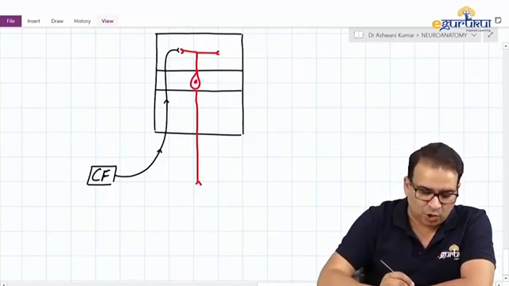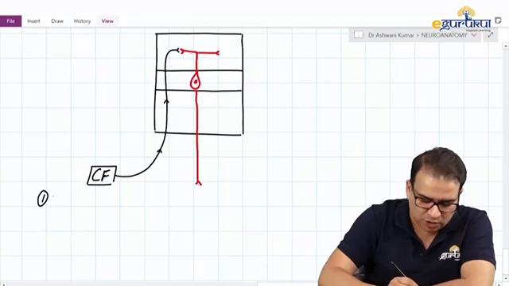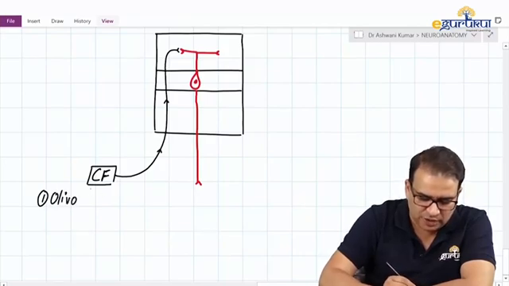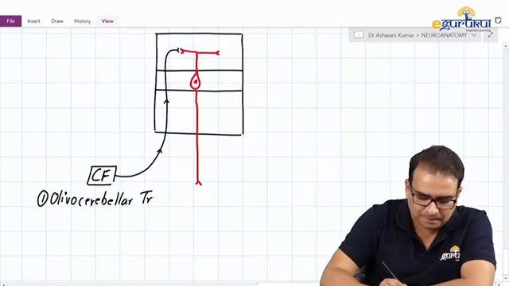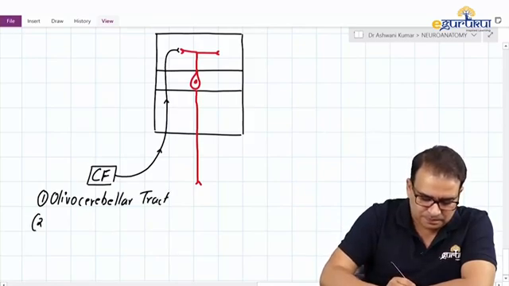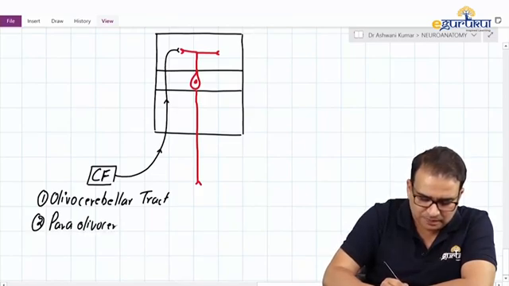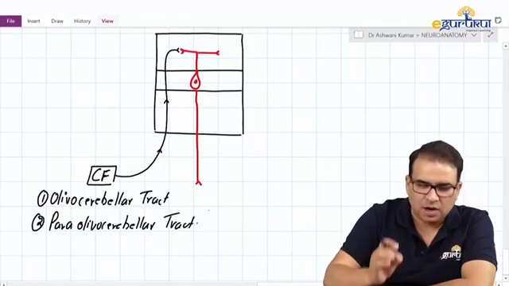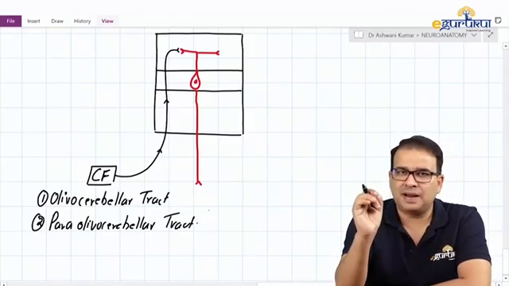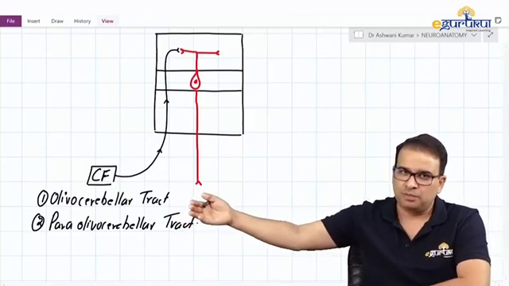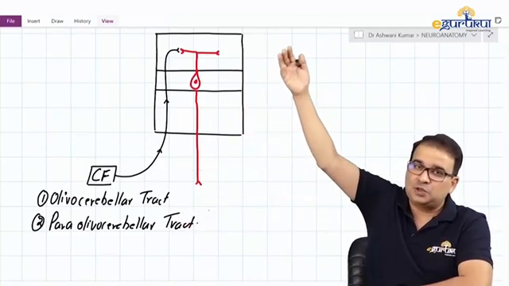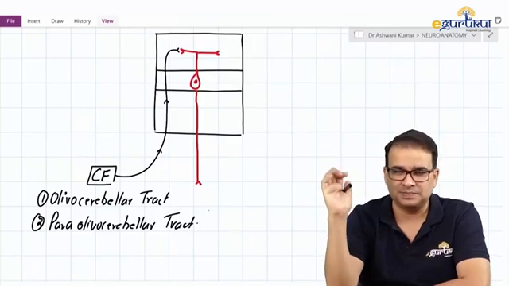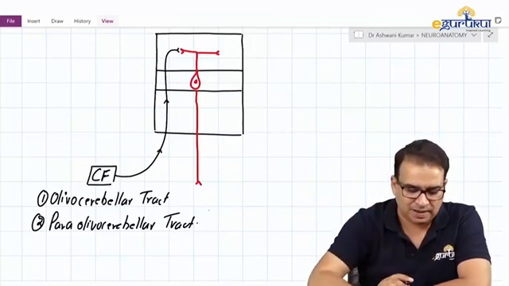But the only fibers which are climbing, that is two. There are two tracts. One is called the olivocerebellar tract, obviously coming from olivary nucleus. And there is para-olivocerebellar tract. Olivocerebellar and para-olivocerebellar tracts are the only tracts which come from this white matter, go into the gray matter and reach the topmost layer, directly synapsing with Purkinje cells. That was one type, one category, climbing.